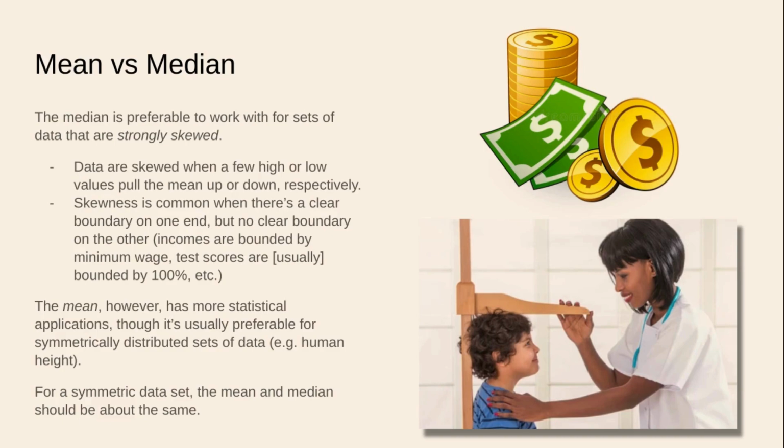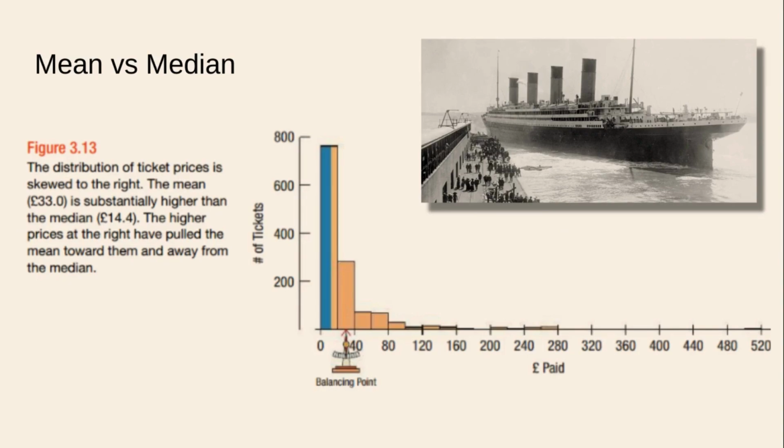All right, let's talk about the mean and the median when interpreting a set of data. All right, we're back to the unsinkable Titanic. The distribution of ticket prices is skewed to the right. The mean, 33 British pounds, is substantially higher than the median of 14.4 British pounds. The higher prices at the right have pulled the mean toward them and away from the median. Now, let's see how that happens in our graph.